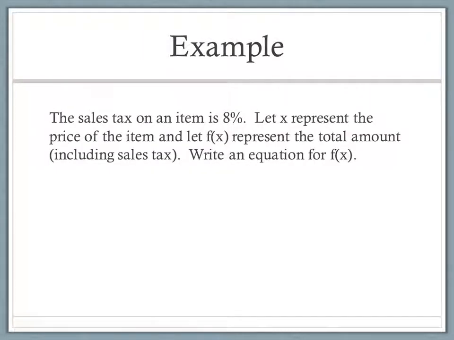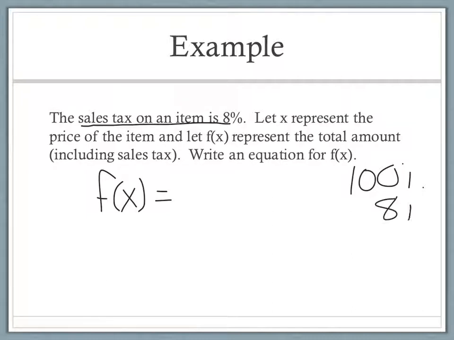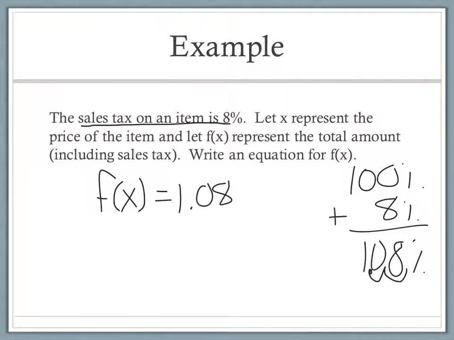The sales tax on an item is 8%. Let x represent the price of the item and let f of x represent the total amount of the sales tax. Write an equation of f of x. So f of x equals, now sales tax, remember when you're going to the store, they add sales tax on. So if I had 100% as my total, and I'm going to add 8%, since I'm adding sales tax, that's 108%. Well, 108% would be, I got to move that decimal over 2 spots, so it'd be 1.08 of my bill, which is x. There's my answer.